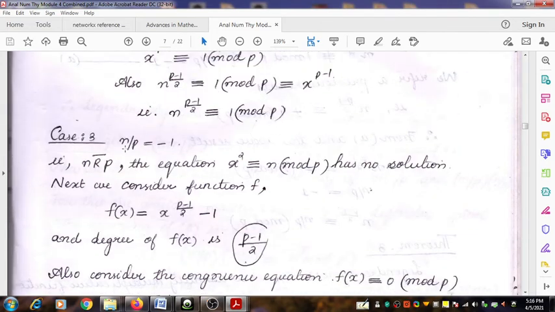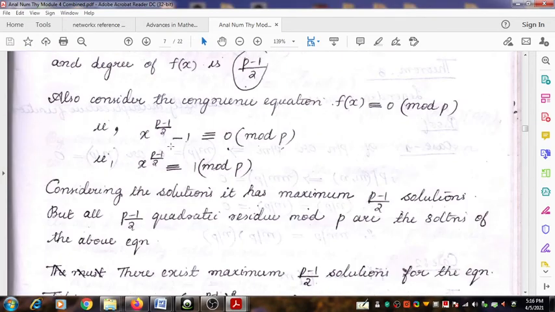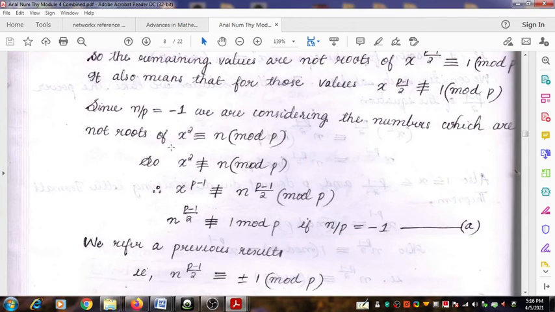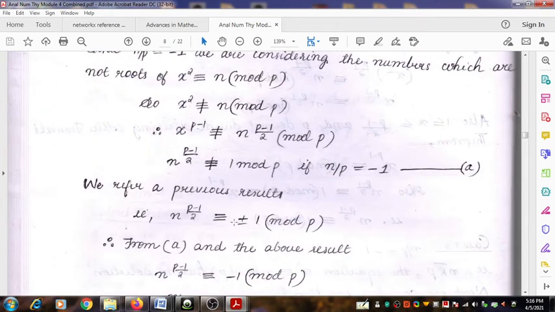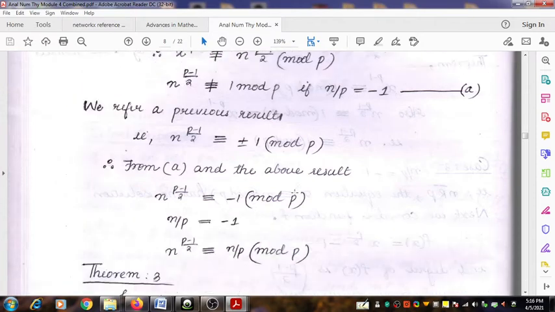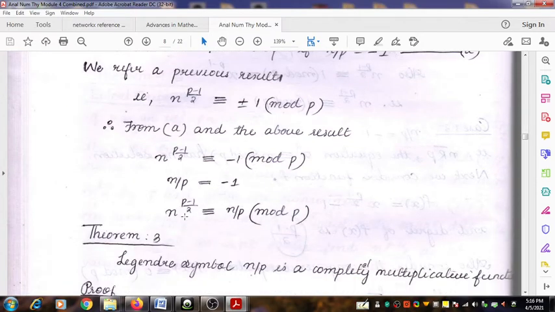Here also, in case 3, (n bar p) is equal to minus 1. Since n raised to (p minus 1)/2 is not congruent to 1 mod p, it must be congruent to minus 1. But minus 1 is equal to (n bar p) in this case. Therefore, you must write that in the third case, n raised to (p minus 1)/2 is congruent to (n bar p).